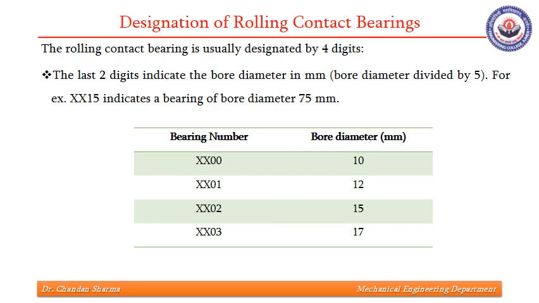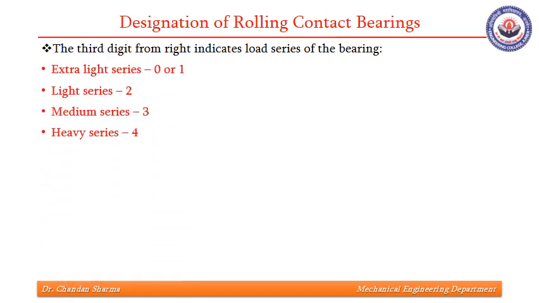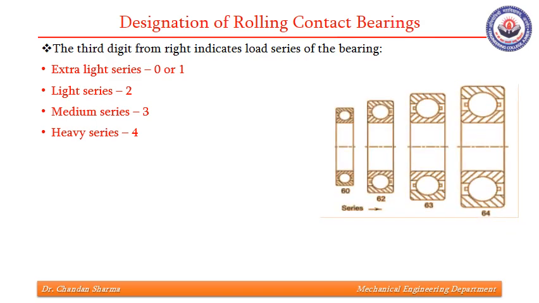Now coming to the third digit from the right, it indicates the load series of the bearing. For example, if the third digit is 0 or 1, that denotes extra light series. Third digit 2 denotes light series. 3 denotes medium series, and 4 denotes heavy series. You can see the diagram. There are 4 bearings in it with series 60, 62, 63, 64. These are the first 2 digits of the bearing.